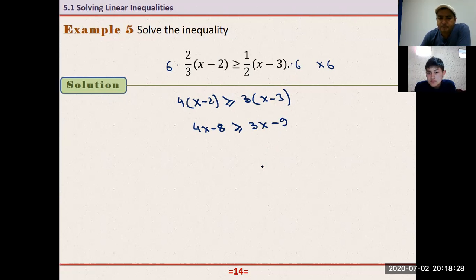Right? And take 3x to the left-hand side. 4x minus 3x. X is greater than minus 9 plus 8. Because here, you should know how to do things step by step.